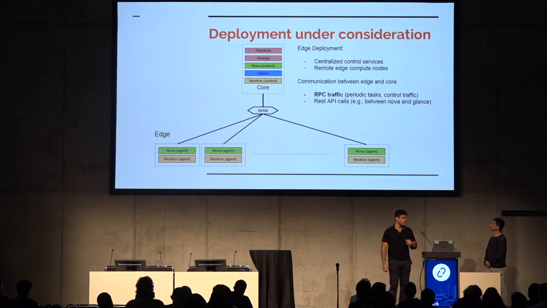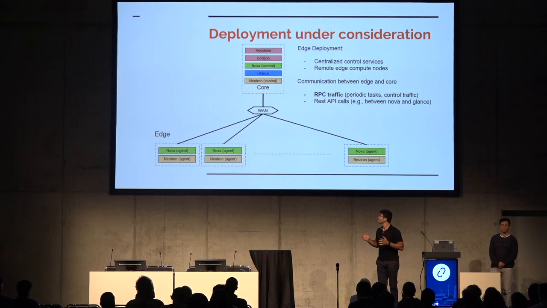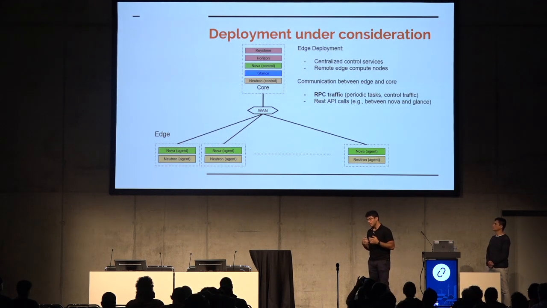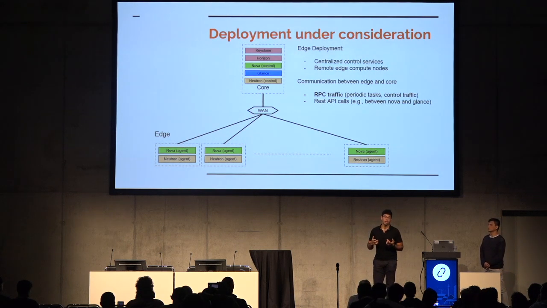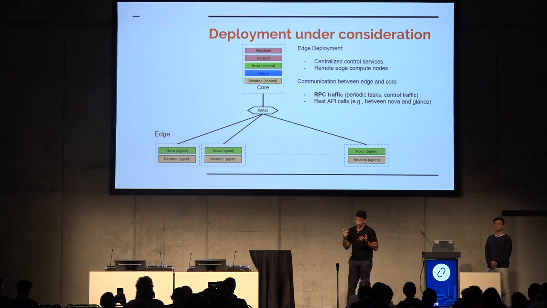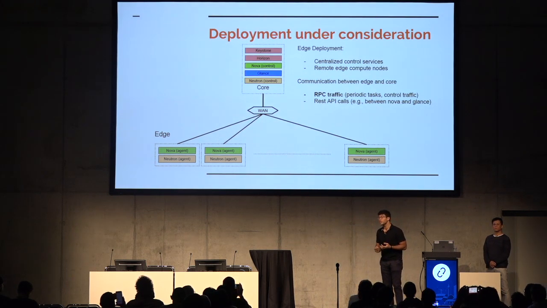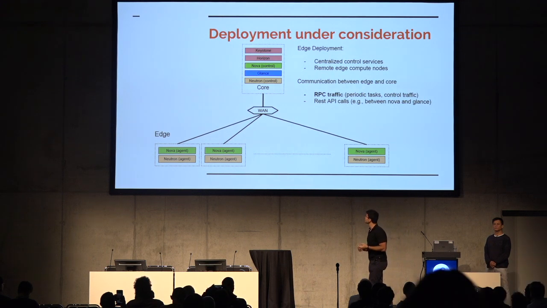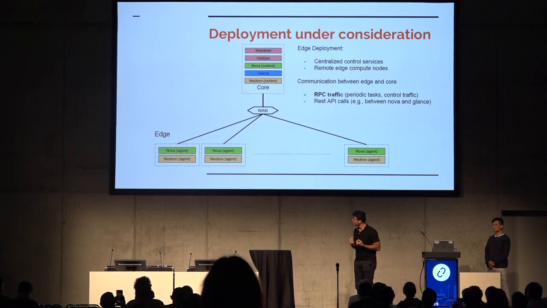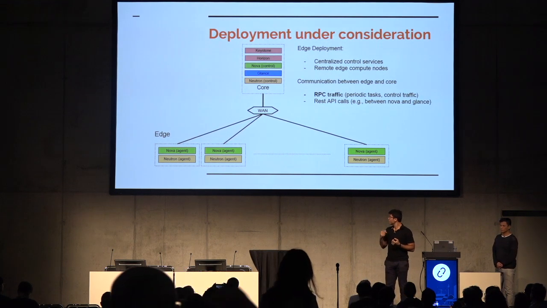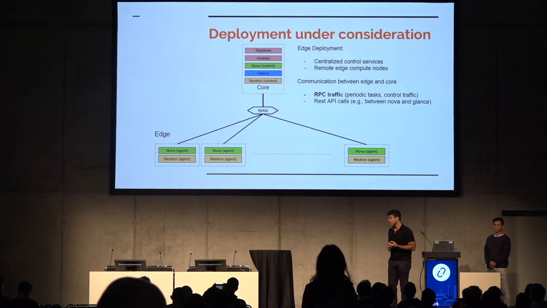So the deployment we are considering here is where you have your control plane centralized. You have Keystone, you have the control parts of Nova and Neutron. And on the edge sites, you have your compute nodes, meaning the agent sides of Nova and Neutron. So Nova Compute and the Neutron agent, whether it's Open vSwitch, Linux Bridge, etc. And between your compute nodes and your control sites, you have a wide area network connecting them.